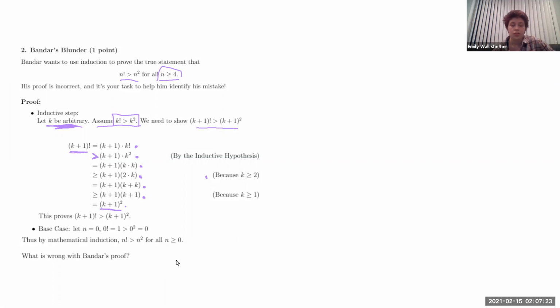And what's left over is our base case. N equals 0 proves it for p of 0. Fantastic. Except what happens for p of 1? We get 1 factorial, which equals 1 greater than 1 squared. That's not true. Uh-oh.